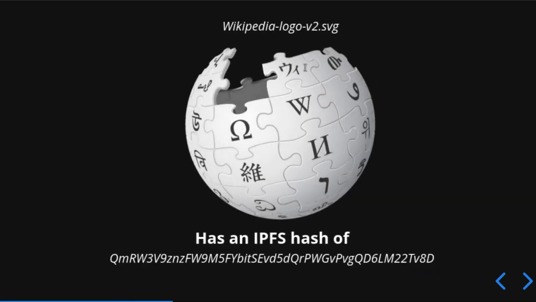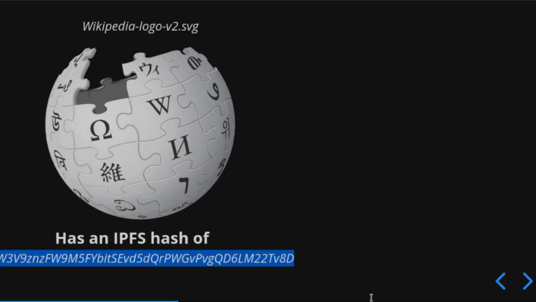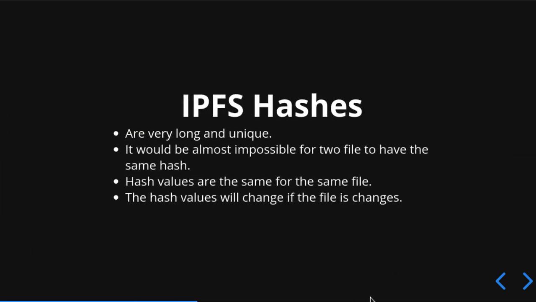So here's the Wikipedia logo. It's an SVG with an IPFS hash of this huge long thing. If you're familiar with hashes, it's kind of the way it is. You get these really long strings, and they're very long and unique. It'd be almost impossible for two files to have the same hash.